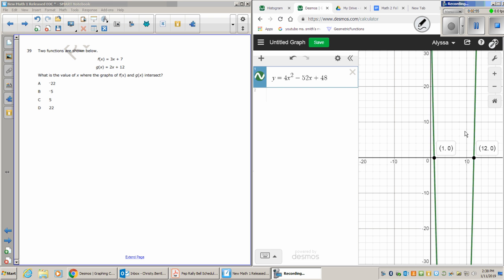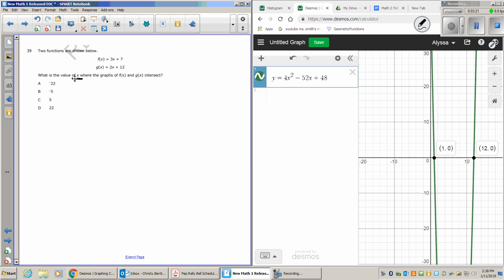Okay, if you'll flip to number 39, we are given 2 functions. They're shown below. We have one function identified as f of x equals 3x plus 7. The second function is g of x equals 2x plus 12. The question asks, what is the value of x? So we're looking for x where the graphs of f of x and g of x intersect.